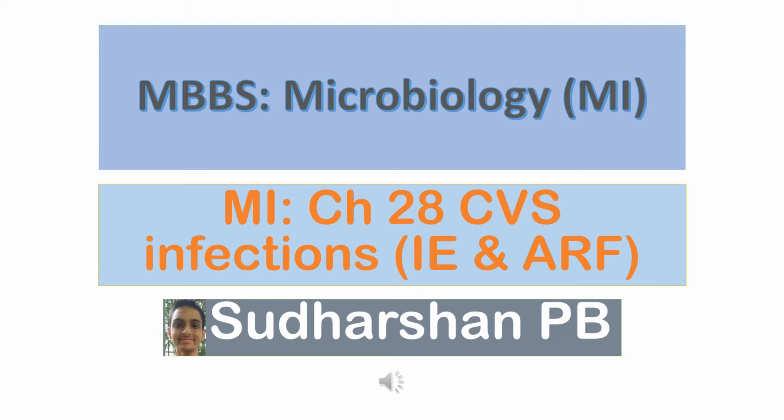And what are the causative agents? Number one, Staphylococcus aureus, then viridans streptococci, and the HACEK group of organisms. So this is H for Haemophilus parainfluenzae, A for Aggregatibacter species, C for Cardiobacterium, E for Eikenella, and K for Kingella. I repeat, this is very important. HACEK: H for Haemophilus parainfluenzae, A for Aggregatibacter, C for Cardiobacterium, E for Eikenella, and K for Kingella.